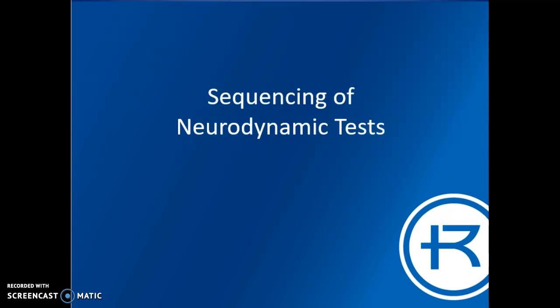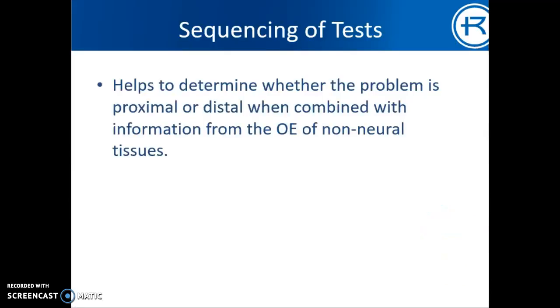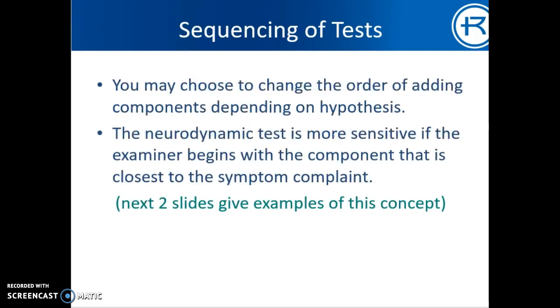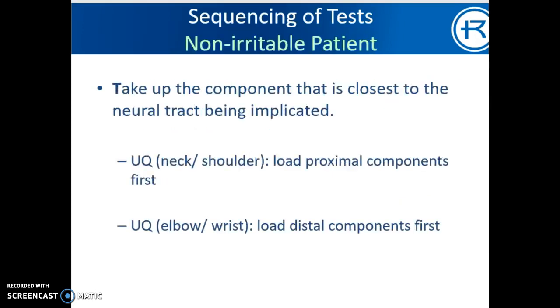So how do you sequence the neurodynamic tests? Well, it's important to consider that because it helps to determine whether the problem is proximal or distal when combined with information from the OE of the non-neural tissues. So you may choose to change the order of adding components depending on your hypothesis. The neurodynamic test is more sensitive if the examiner begins with the component that is closest to the symptom of complaint. Okay, so the next slide kind of gives some ideas of this.